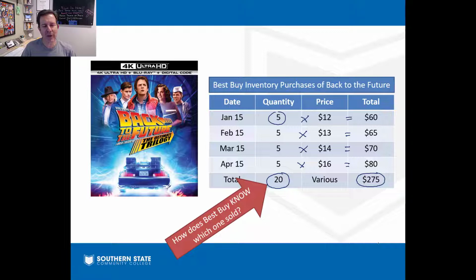How does Best Buy know exactly which one of those sold? They have 20. How do they know which one sold when I go in there and buy one? The answer is they don't really. They can't really identify if it was one that they bought on January 15th, one that they bought on March 15th, one they bought on April 15th. They don't know for sure.